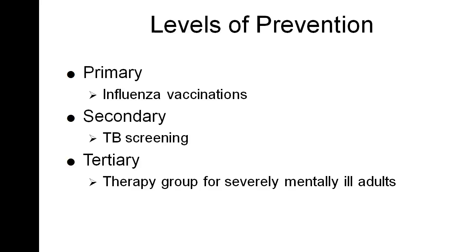TB screening for those who carry TB. Mammograms to catch cancer early. Colonoscopies to catch pre-cancer early. Then tertiary, that is kind of going in once the disease process has set in and trying to prevent even worse morbidity and mortality. So therapy groups for severely mentally ill. Starting beta blockers for those who've had a heart attack so that they don't get the onset of heart failure.